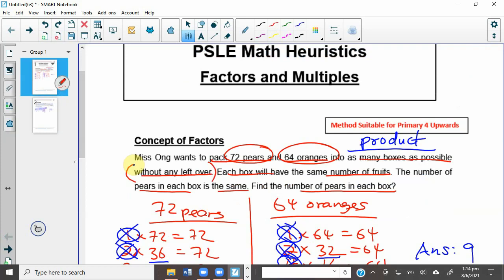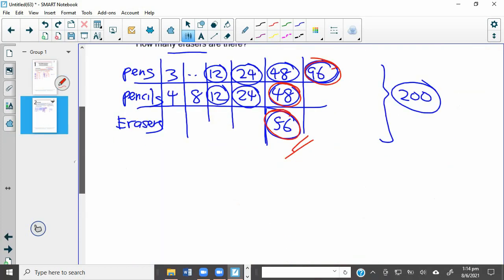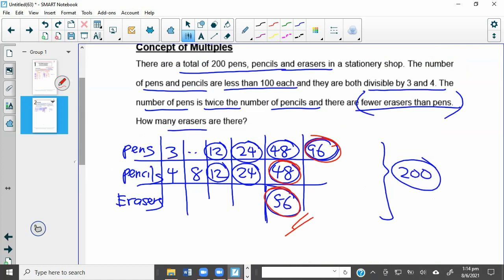Okay, factors to solve. And when do you use multiples? When you see phrases like can be divided, can be divisible by 3, divisible by 4. Sometimes the problem may also give you things like apples can be put into bags of 3, bags of 4, bags of 6. That is also another clue to tell you that you can use multiples.